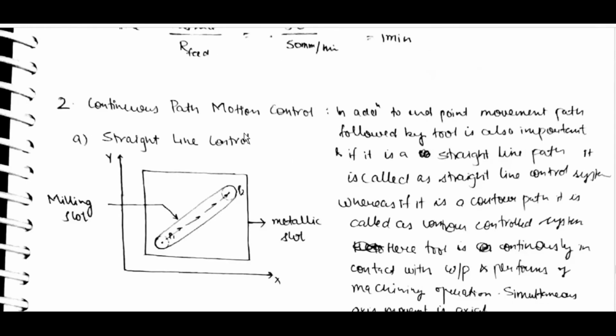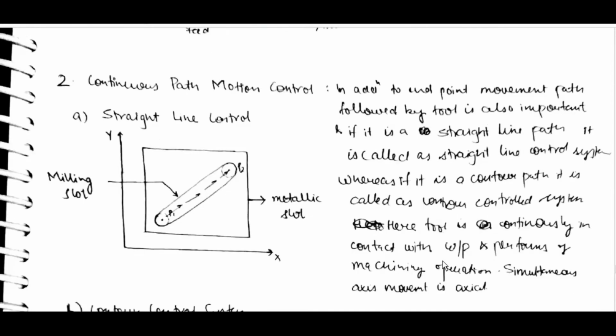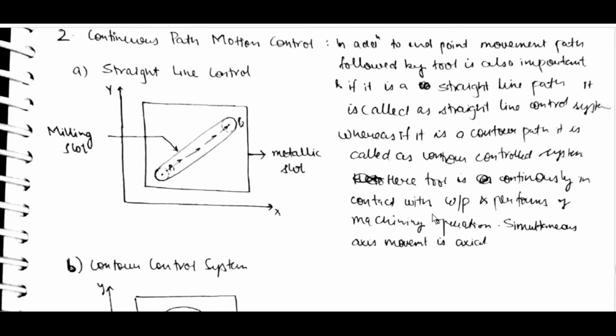Continuous path motion control: in addition to end point movement, the path followed by the tool is also important. If it is a straight line path, it is called a straight line control system, whereas if it is a curved path, it is called a contour controlled system. Here the tool is continuously in contact with the workpiece and performs the machining operation simultaneously. Axis movement is axial. Straight line method, machining a slot.